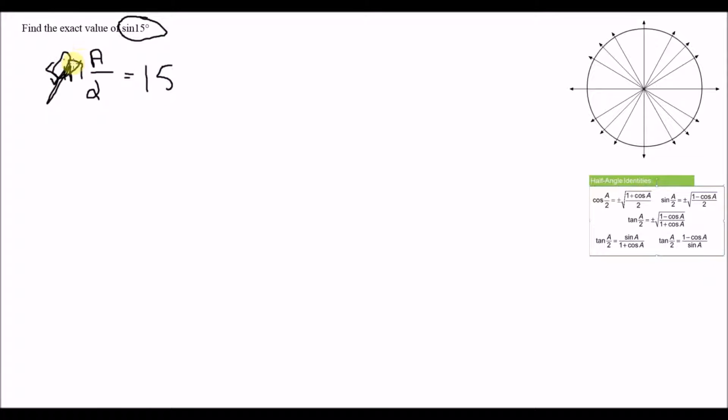A over 2 equals 15. We need A for the rest of the formula, as we can see, 1 minus cosine A. So we're going to find A. Pretty simple. What divided by 2 equals 15? It's 30. Okay, so with that, we can solve the rest of the problem.